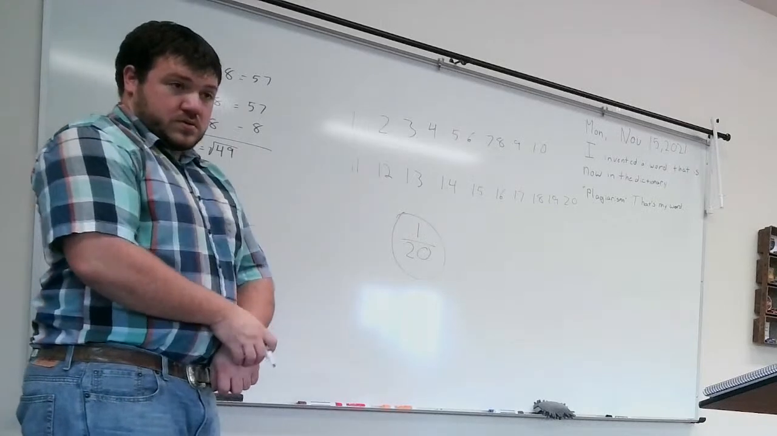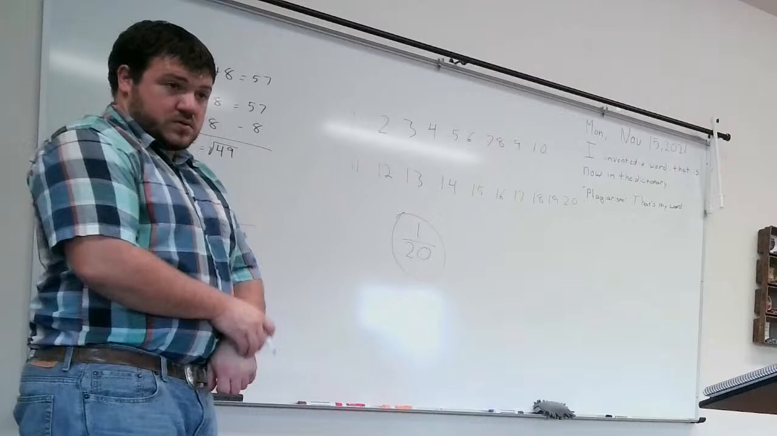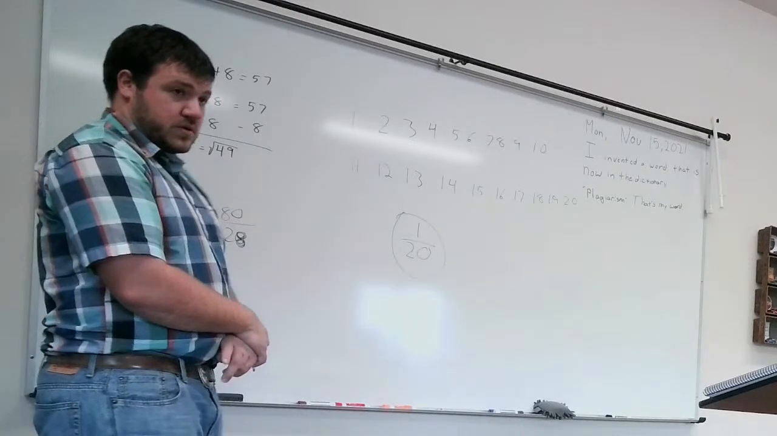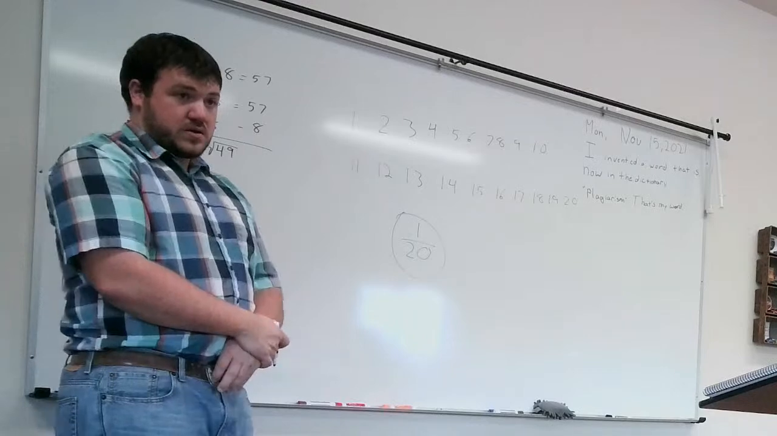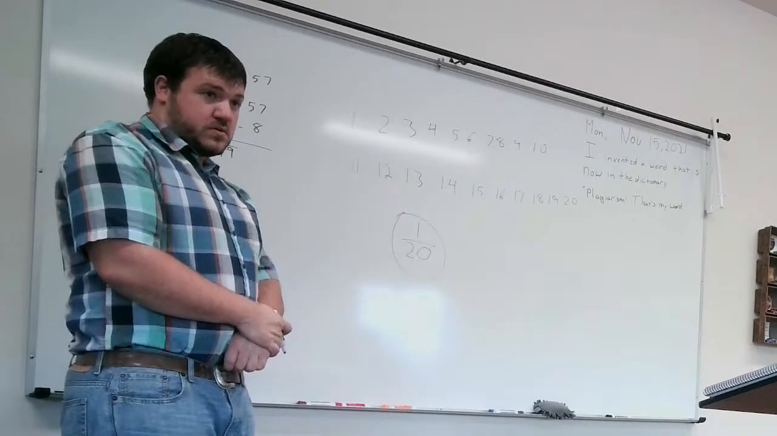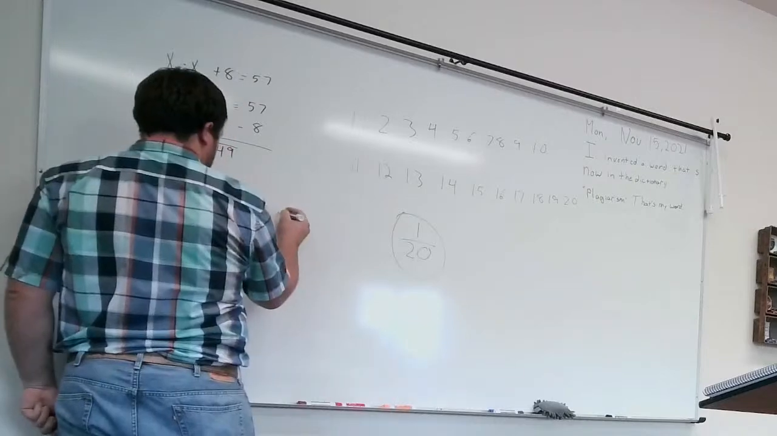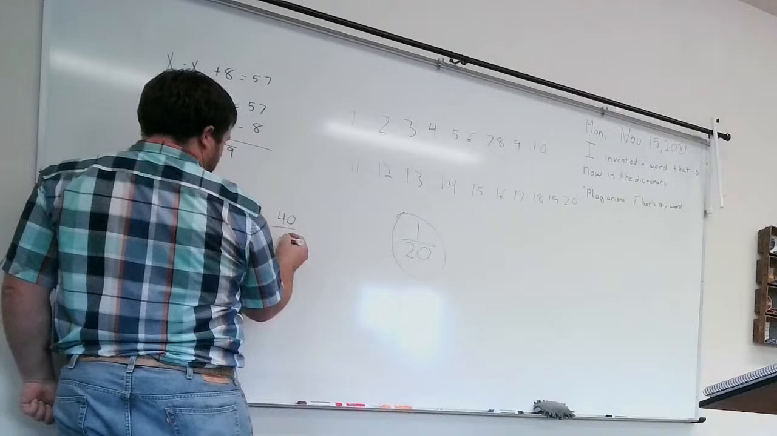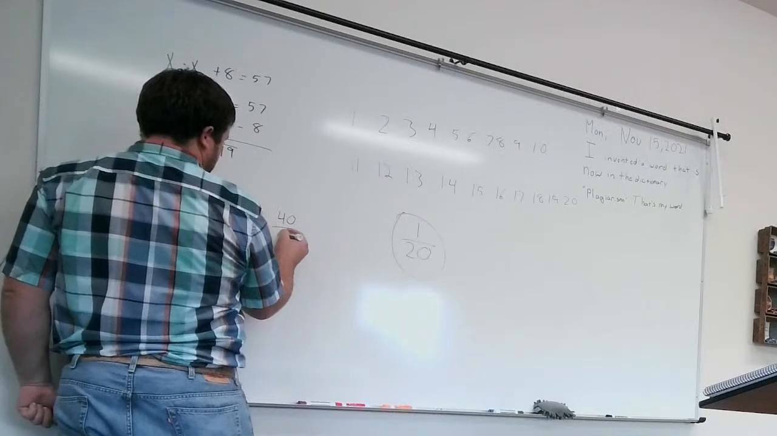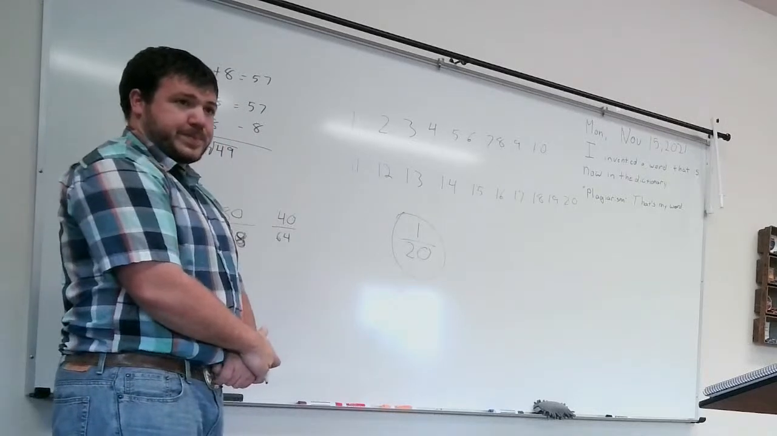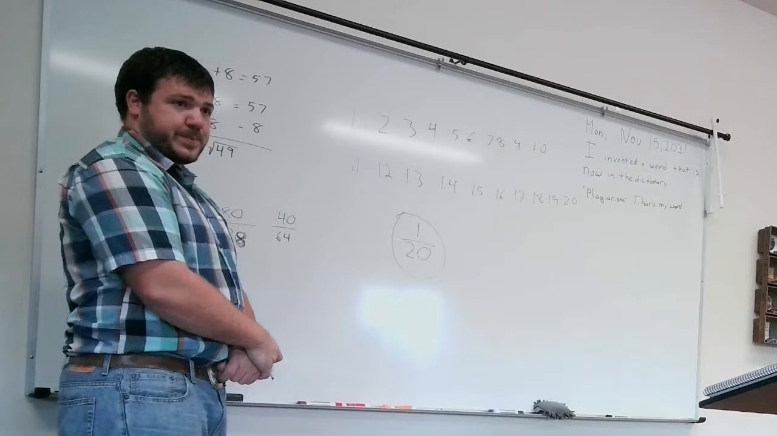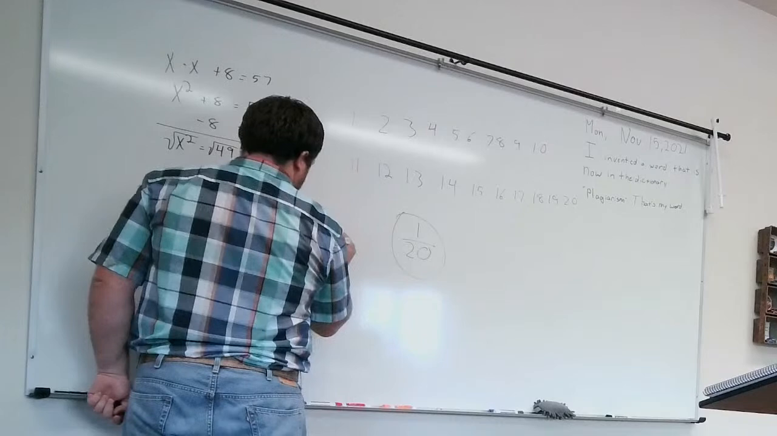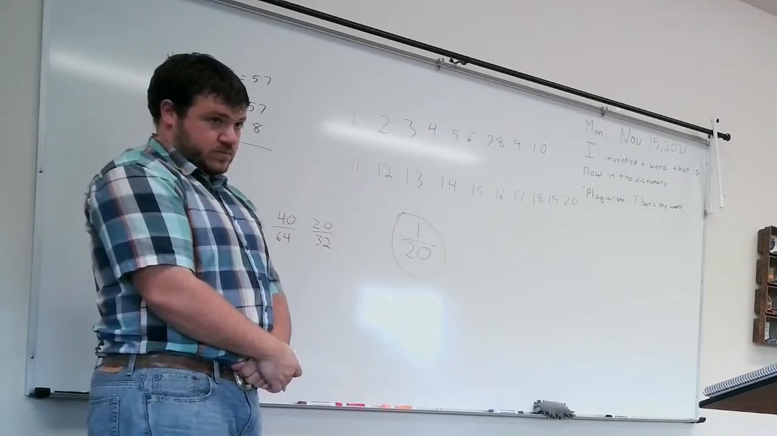So you go 80 over 128, and then reduce. Start with 2. Okay, so we're good? 40 over 64. Yeah. 20 and 32. I think that's the solution.